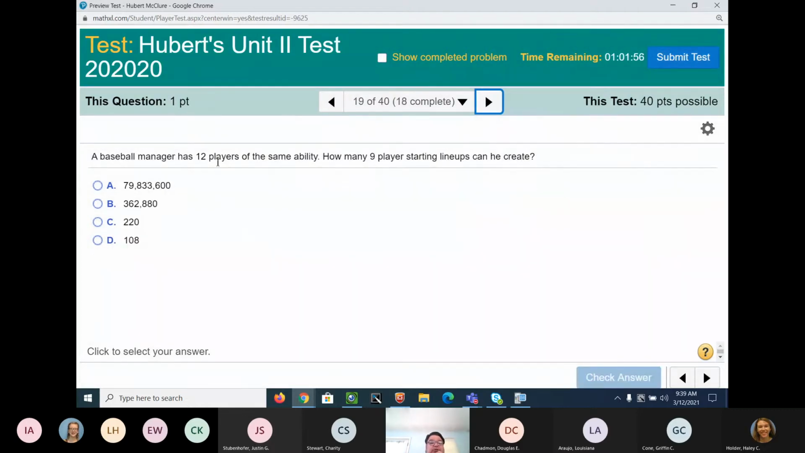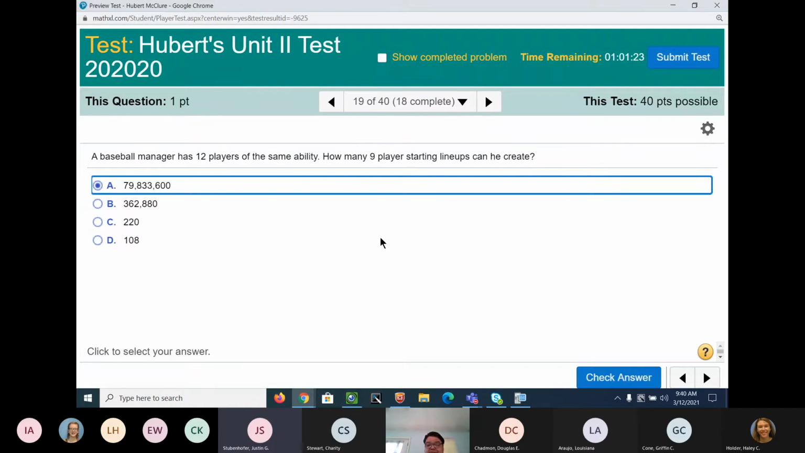A baseball manager has 12 players of the same ability. Again, when you're talking about baseball, what's it called? Batting order. So somebody do this one for me. I don't feel like typing it in. 12 permutation 9. What do you get? Y'all don't have a mouse to do your punching with. It's a whole lot easier with your finger. 12 permutation 9. I had 79,833,600. 79 million. Yeah.